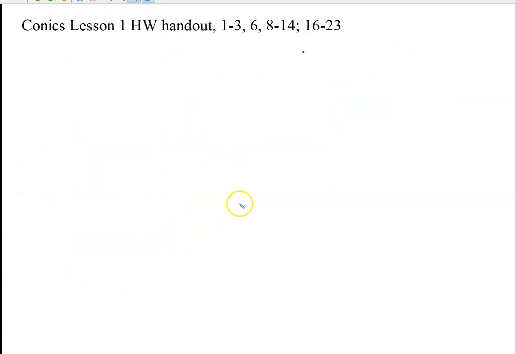Okay, that's all we'll do for this. We'll call this part 1, and then in part 2 we'll actually get into the graphs, more detail about how the vertex and the focus can be plotted along with the rest of the graph.